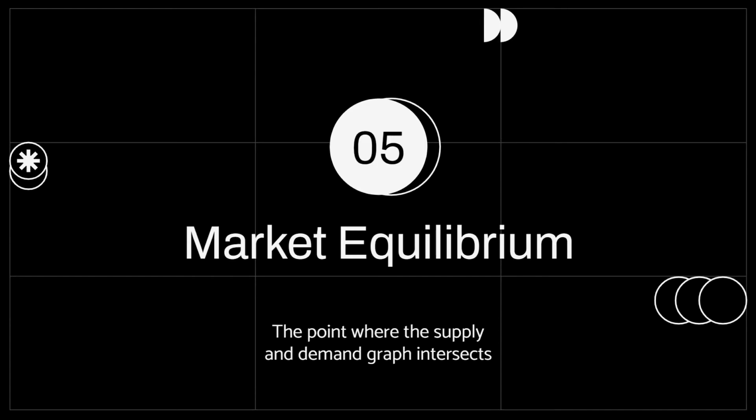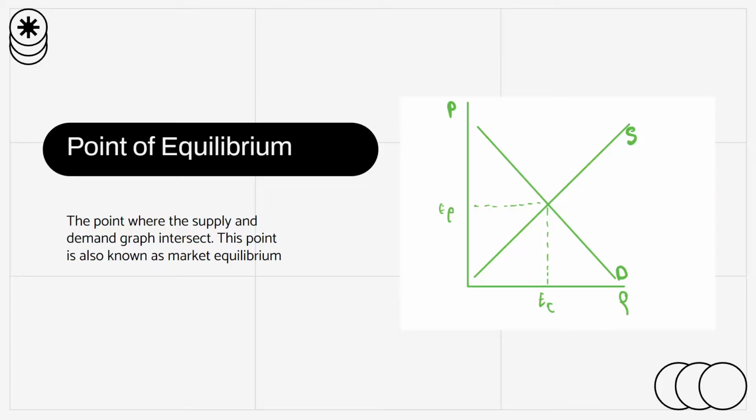Now let's look at market equilibrium. The market equilibrium is the point where the supply and demand curves intersect. This point is known as the market equilibrium. At this point, you can see that if the supplier supplies this amount, and the demand is at this amount, then that's exactly how much quantity you should have, and that's exactly the price that it should be.